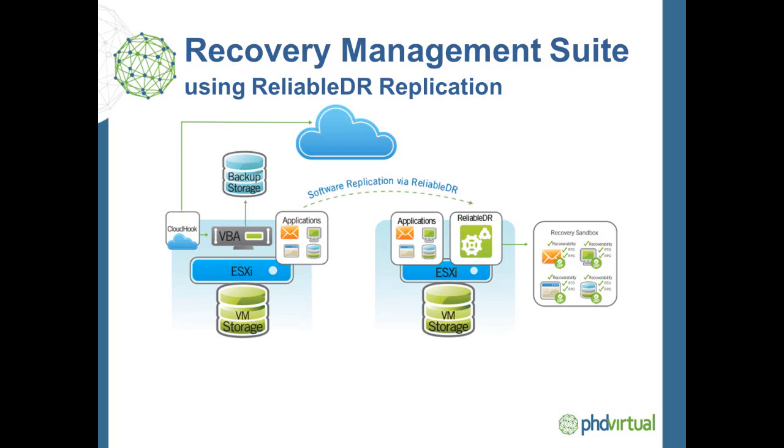Reliable DR has its own built-in replication. It simply uses VMware snapshots and change block tracking to pull change data to your DR site. As a result, it is completely storage agnostic and is a great fit for small environments, cloud providers, and data center migration projects.